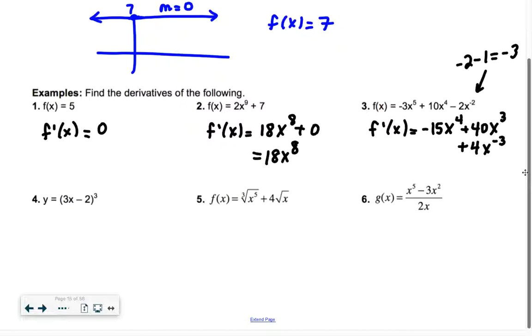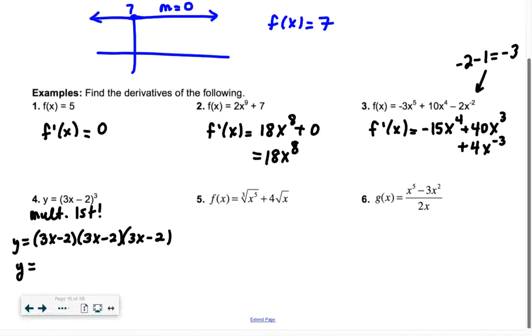All right, so number 4. We only know this power rule thing, right? We need to see things like x to a power, so what do we think we have to do for this? We have to multiply it out first. So we're going to have 3x minus 2 times itself 3 times. You could remember your Pascal's triangle, but we'll go ahead and do this. Let's take care of the first 2 together. When I multiply the first 2, I get 9x squared. My outer and inner are both negative 6x, so I have minus 12x plus 4. And then I multiply by 3x minus 2.